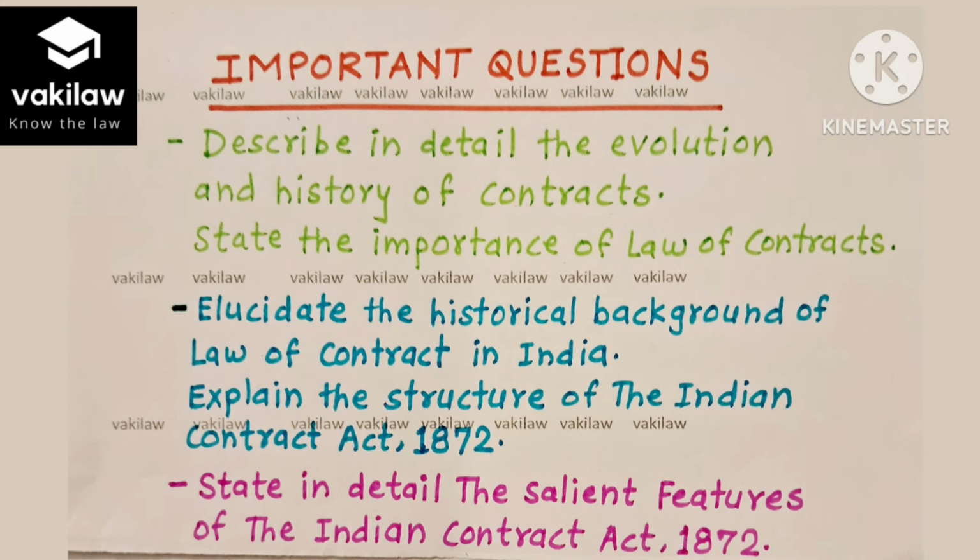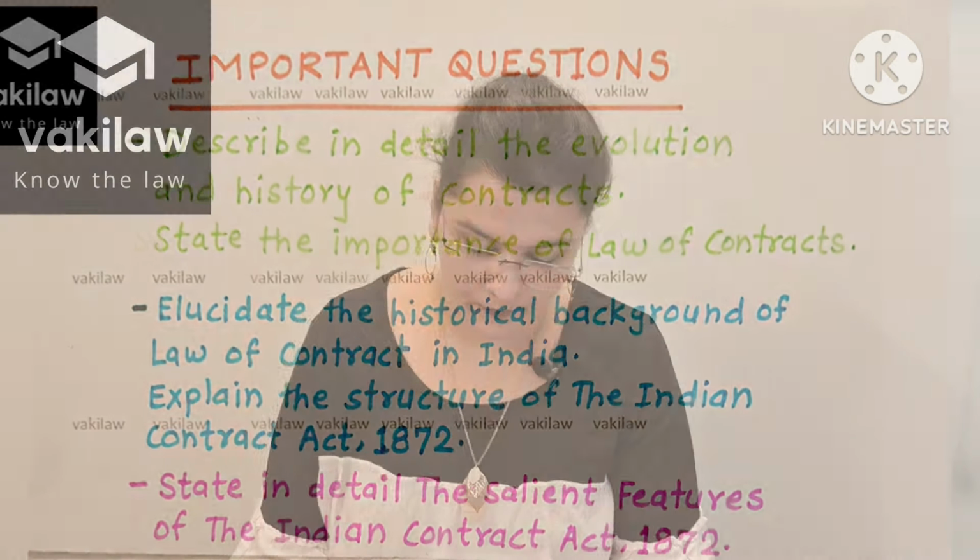State the importance of law of contracts. The second question that can be asked is, elucidate the historical background of law of contract in India. Explain the structure of the Indian Contract Act of 1872. Third question is, state in detail the salient features of the Indian Contract Act of 1872.